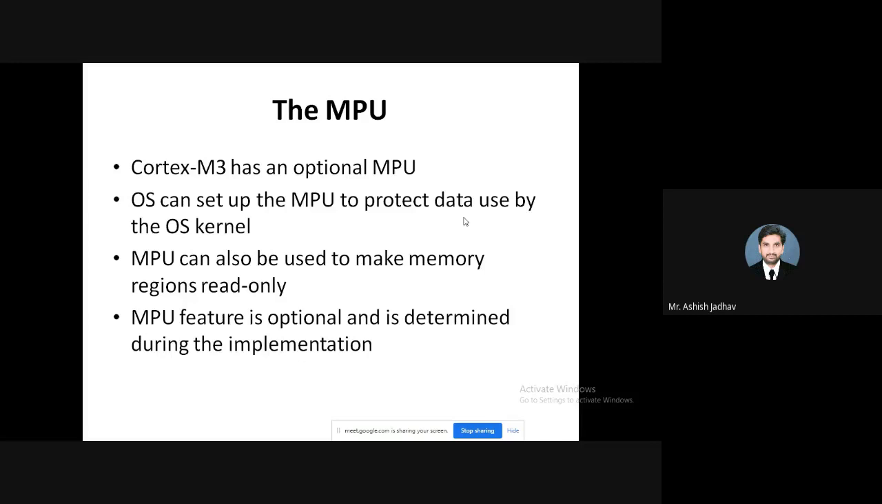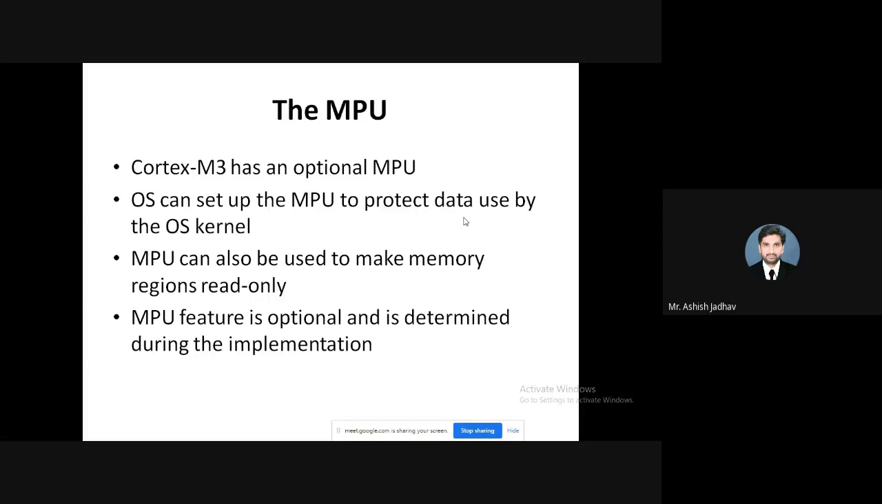Then the memory protection unit. This Cortex-M3 has an optional memory protection unit. When an OS is set up, this MPU will protect your data from the operating system kernel, right? And MPU can be used to make the memory regions read only. Some of the programs are there which you do not want to modify, so your MPU will lock that region. It will make it read only. Means you are able to execute and read those instructions, those programs only. Those programs will not be modified further.